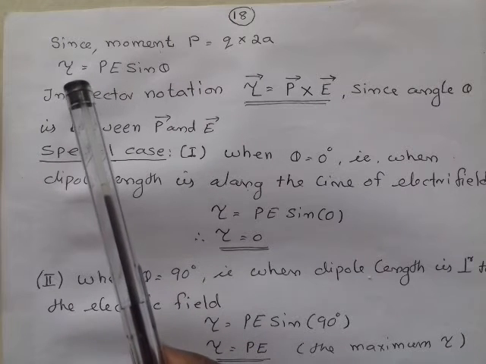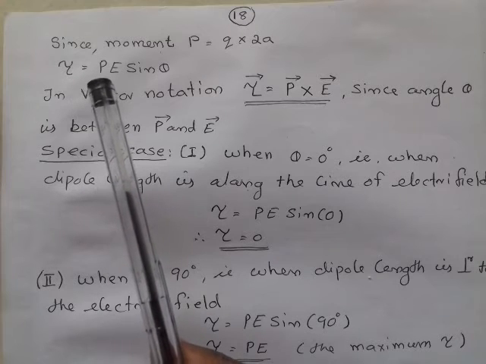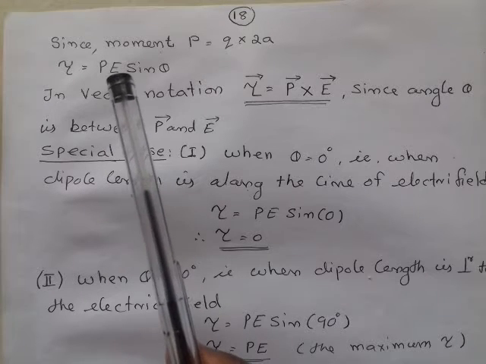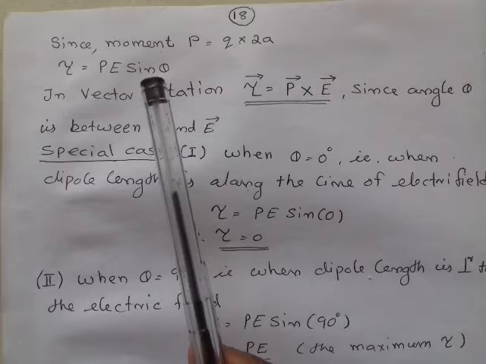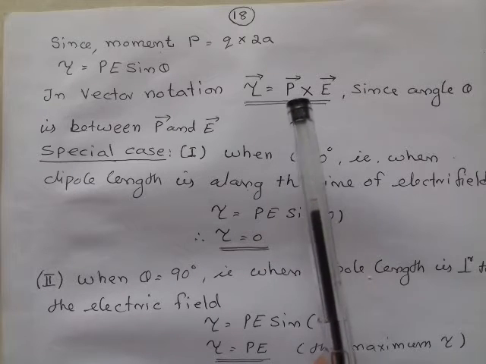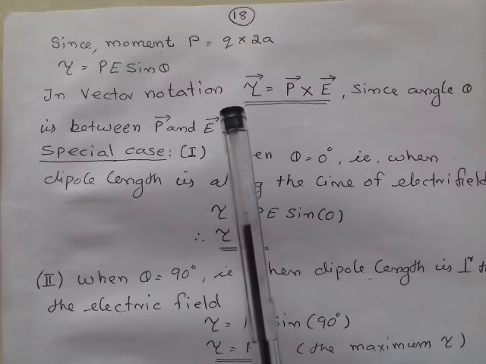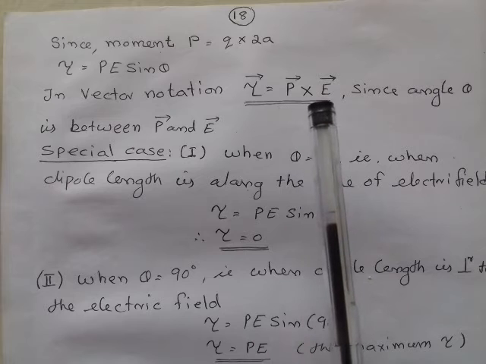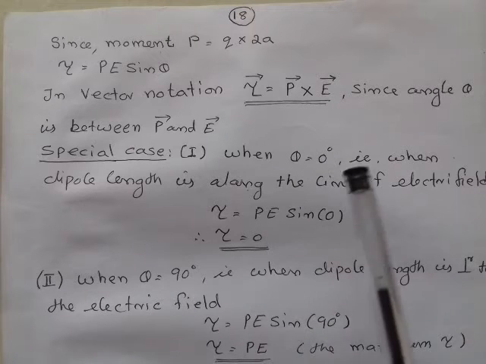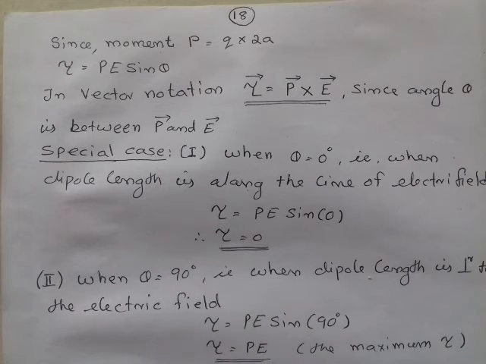Actually torque is a rotating force which is a vector. P is dipole moment which is a vector. Electric field E is also a vector. So we can see that PE sin theta is the expanded form of P cross E. So we can write the vector equation as vector tau equal to vector P cross vector E, where theta is the angle between vector P and vector E.